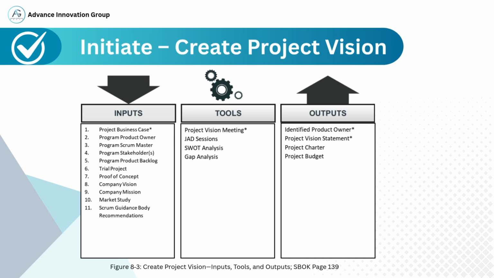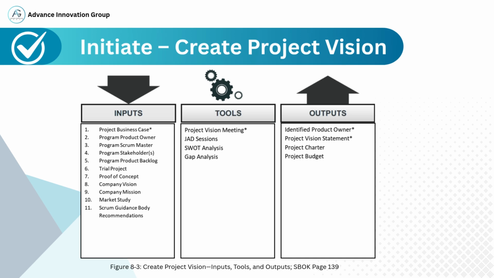Let's look at the inputs for this process. We begin with the project business case, which provides the justification for the project, including expected benefits, costs, and risks. Then, we consider key roles such as the program product owner, Scrum Master, and stakeholders. These individuals bring valuable insights and expectations.